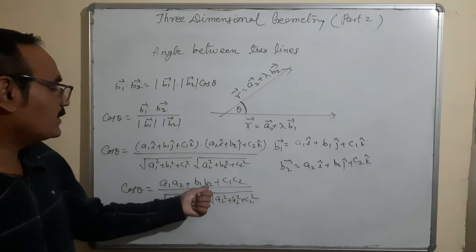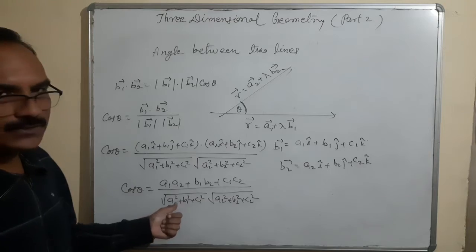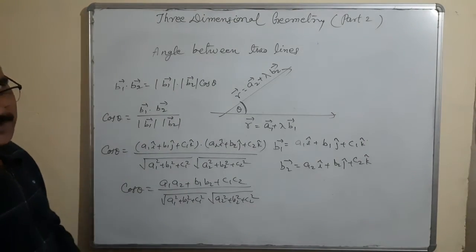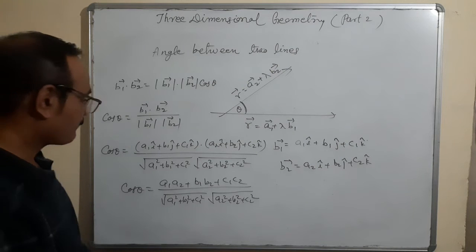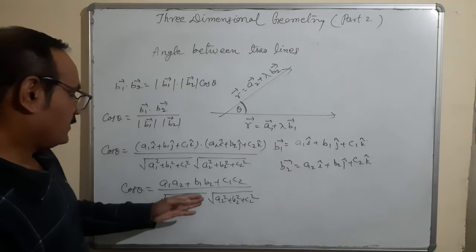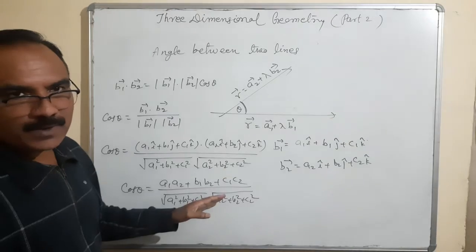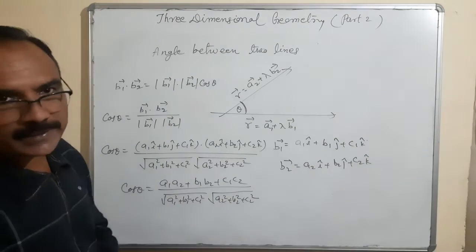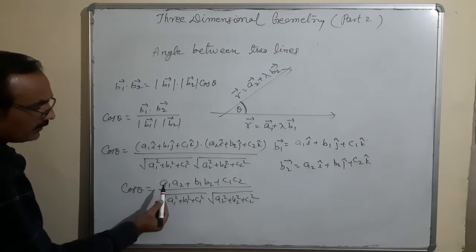a1 a2 plus b1 b2 plus c1 c2 upon under root a1 square plus b1 square plus c1 square, under root a2 square plus b2 square plus c2 square. Is it okay? If these are in the form of direction ratios and you want to convert into the form of direction cosines, then what happens?